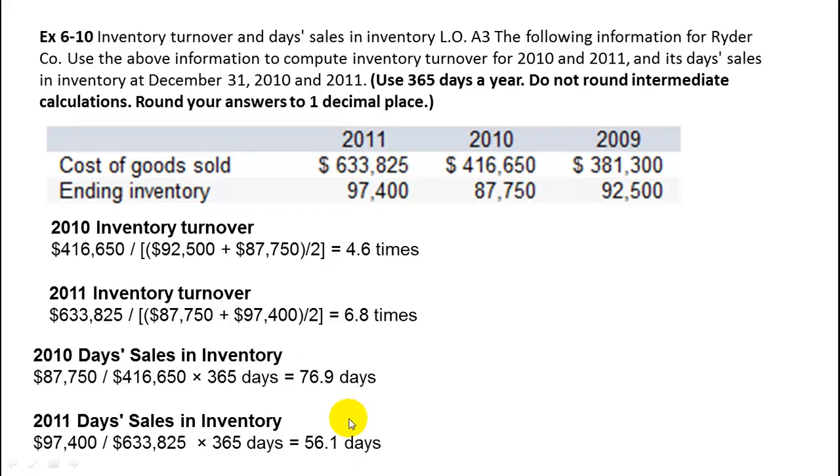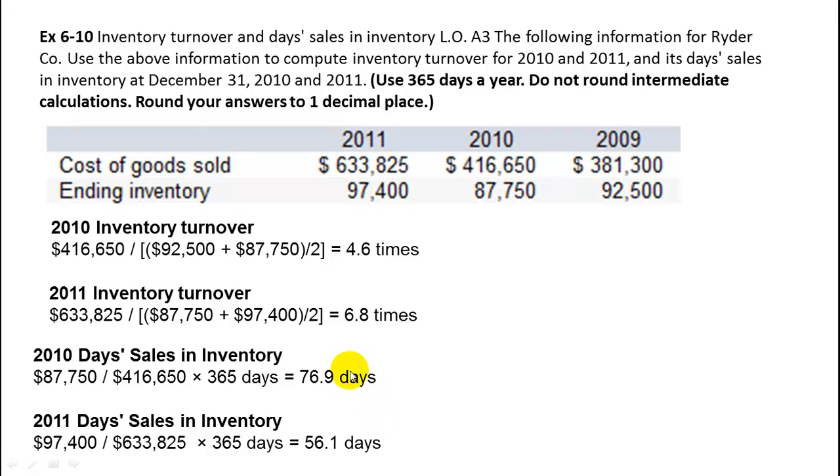Now you can't really say whether things are getting better or worse. There's a sweet spot for days sales inventory. If you have too little days in inventory, you're going to lose sales. If you have too many days inventory, you're going to probably polish the inventory. You got too much inventory.